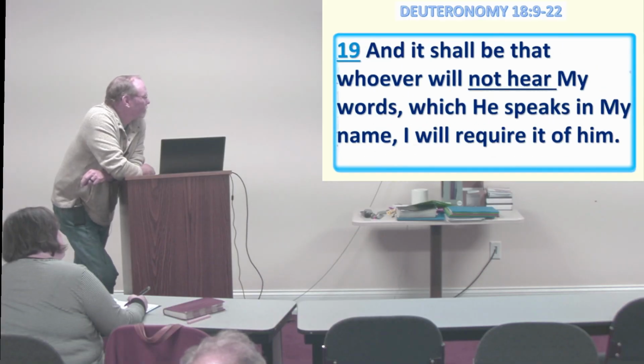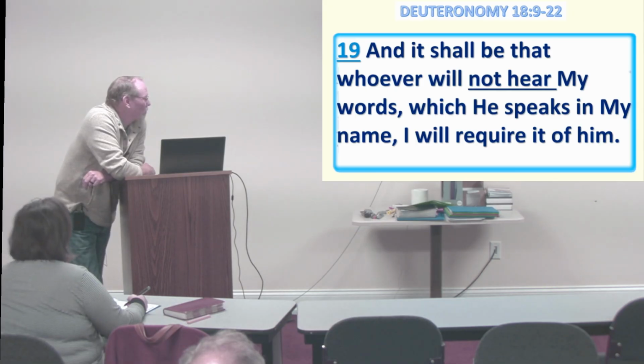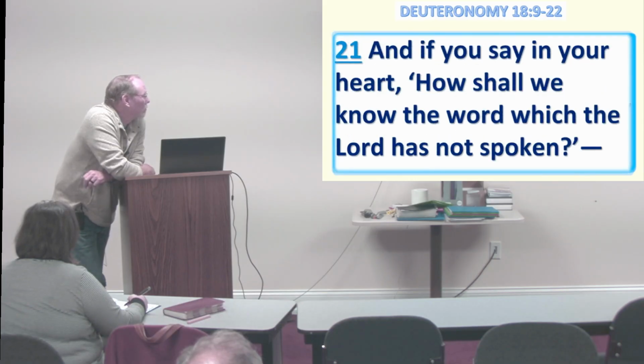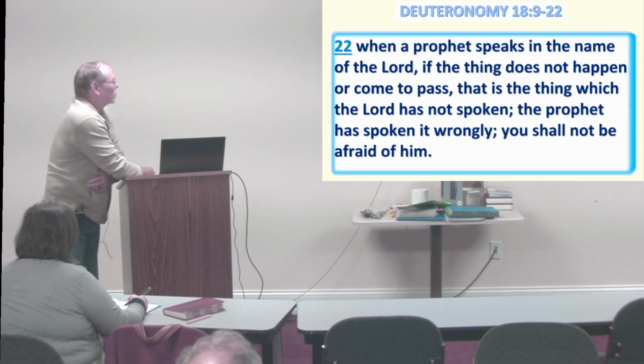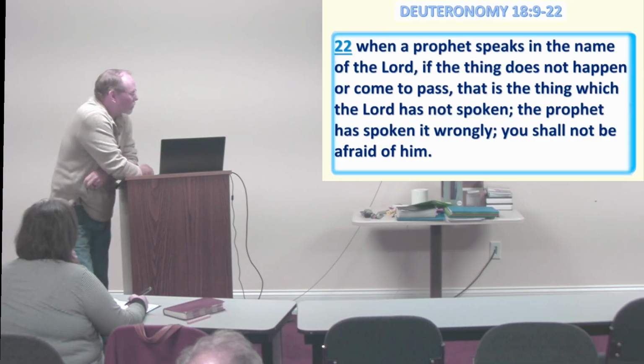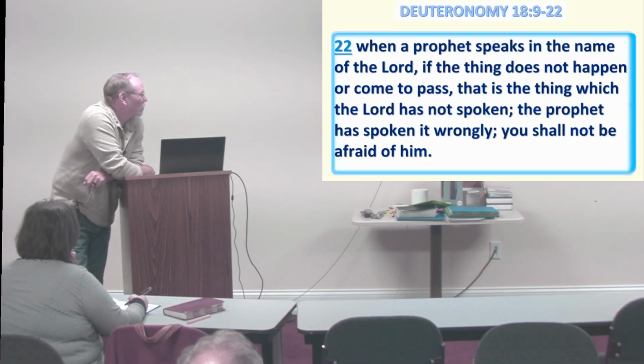And it shall be that whoever will not hear my words, which he speaks in my name, I will require it of him. The prophet who presumes to speak a word in my name, which I have not commanded him to speak, or who speaks in the name of other gods, that prophet shall die. And if you say in your heart, how shall we know the word which the Lord has spoken? When a prophet speaks in the name of the Lord, if the thing does not happen or come to pass, that is the thing which the Lord has not spoken. The prophet has spoken it wrongly. You shall not be afraid of him.